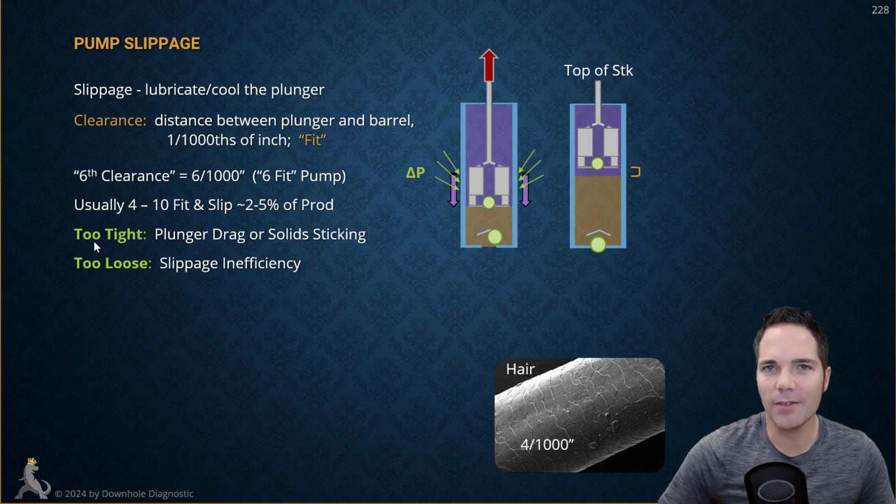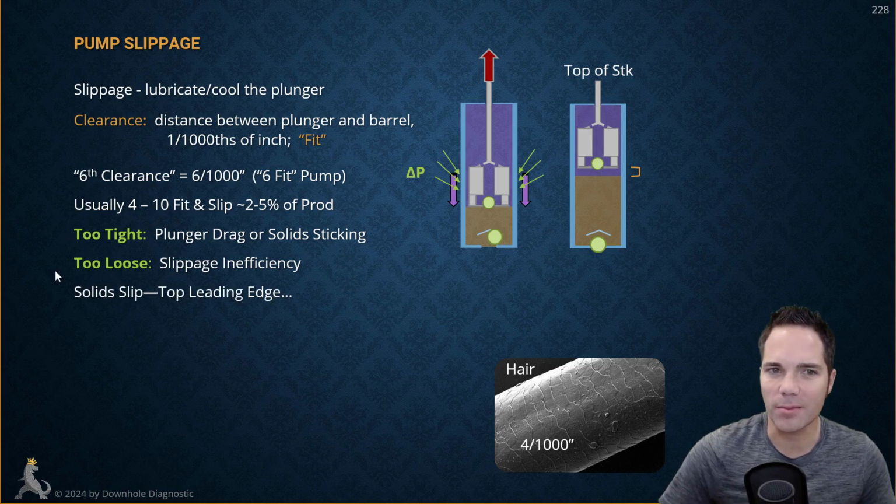Now, if you have too tight of a clearance, you can have plunger drag that can lead to buckling. So if your plunger fits too tightly with the barrel, it can lead to compression issues on the downstroke, especially for the rods right above your plunger there. It can also lead to solid sticking. Little solid particles can stick your plunger. And if your plunger clearance is too loose, we have our slippage inefficiency. So we don't want to be too tight or too loose. It depends on the circumstances.